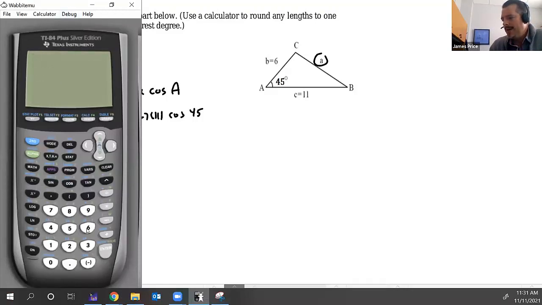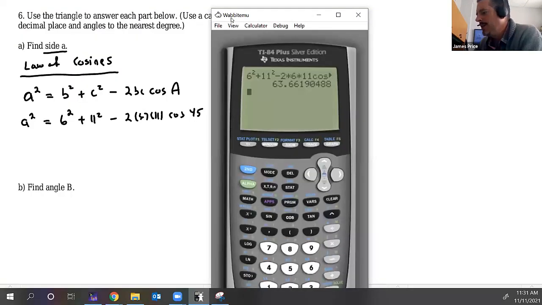So here, what do we have? We have 6 squared plus 11 squared minus 2 times 6 times 11, and then cosine of 45. And then real quick, before you hit enter, in that parenthesis, make sure you're in degree mode. So hit mode. I am in degree mode. Otherwise, your answer will be wrong. Then hit enter, and it spits out this number. And so what I tell you guys is just to protect yourself, you may want to write this down to a couple decimal places.